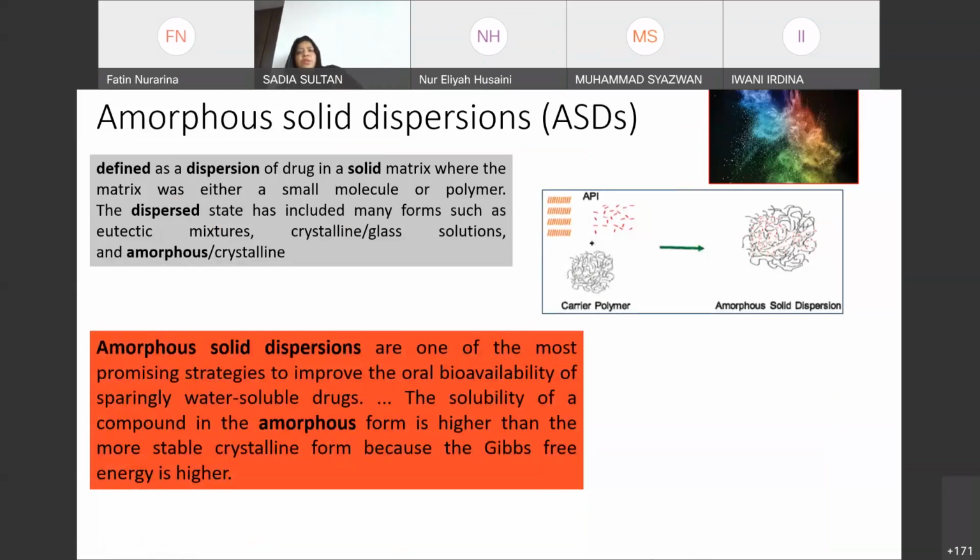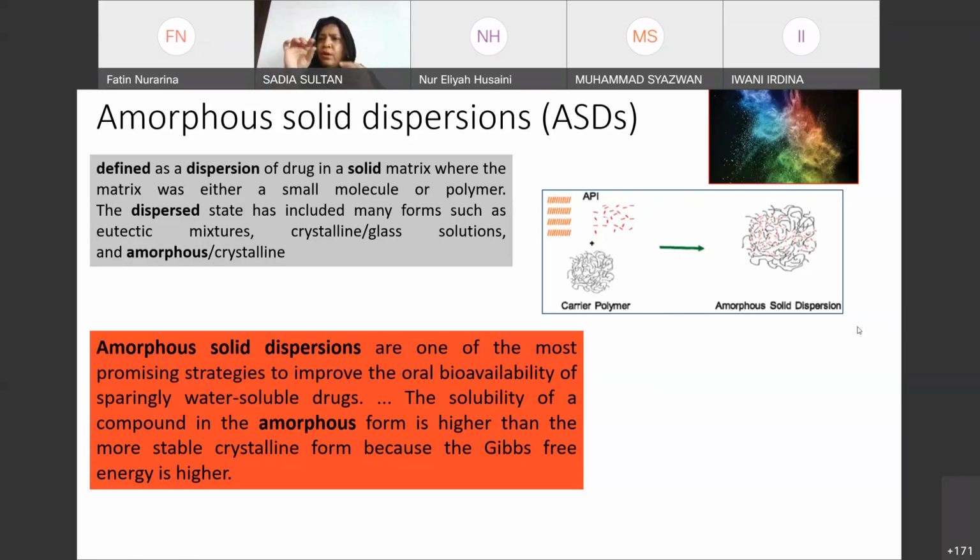Okay, so what is amorphous solid dispersion? It is defined as a dispersion of drugs in a solid matrix, where the matrix is either small molecules or polymer. The dispersed state has included many forms. When we take capsules or medicines from the doctor or from the pharmacy, the drug is inside. The drug is coated with some polymers, with some molecules, and they choose the molecules which help the drug inside this cover. The cover, for example the capsule, is also encapsulation. This cover is also a part of this amorphous solid dispersion.